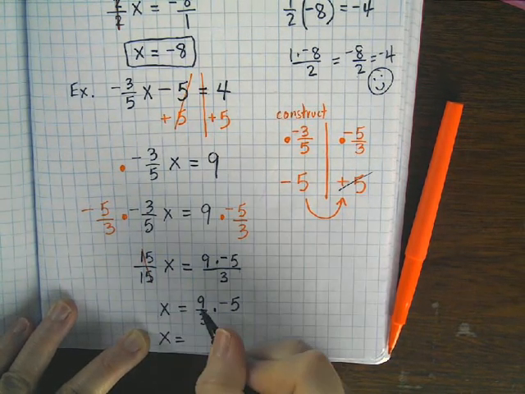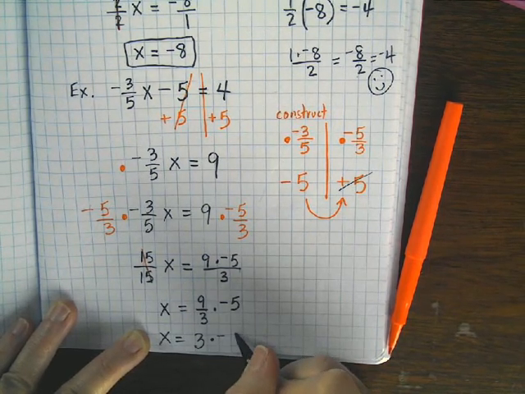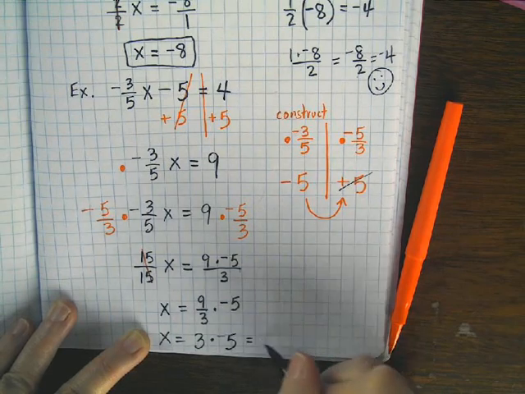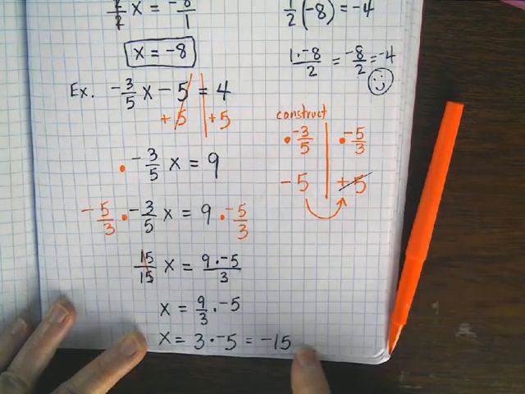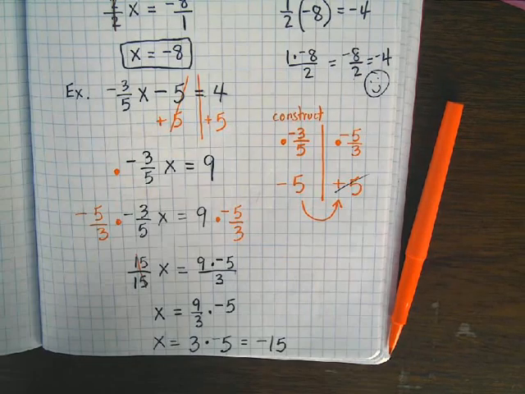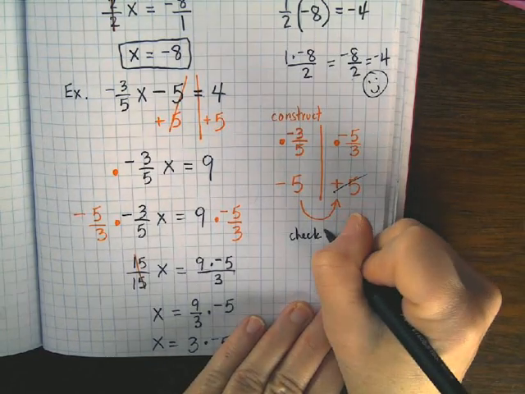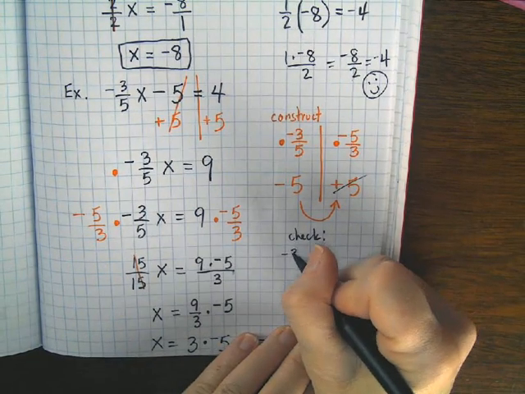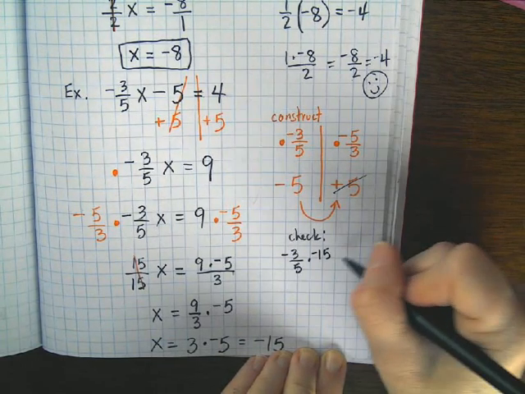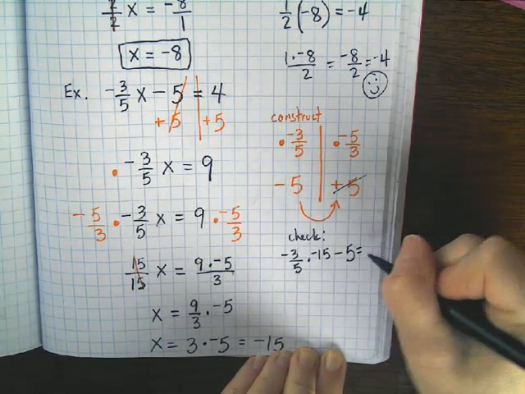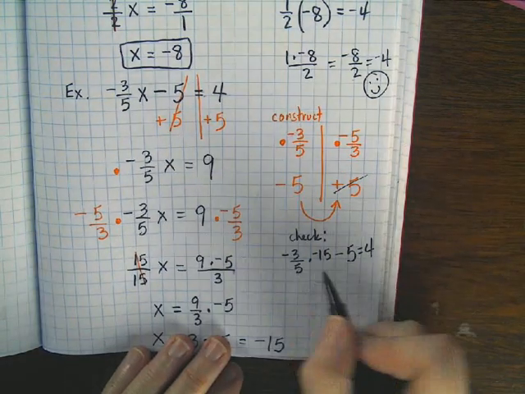Oh, I'm running out of room. 9 divided by 3 is 3. 3 times negative 5 is equal to negative 15. Okay? So my answer is x equals negative 15. Okay, if I was to check that, I'll try and squeeze it in here. I might have to do it a little bit shorthand. Negative 3/5 times negative 15 minus 5, does that equal 4? Okay, so I can do the Morgan way on this.